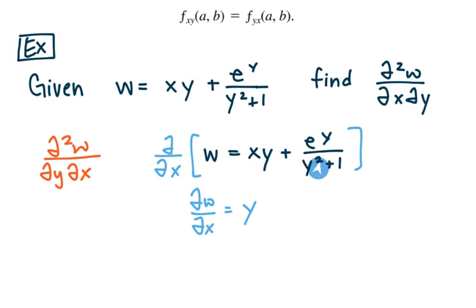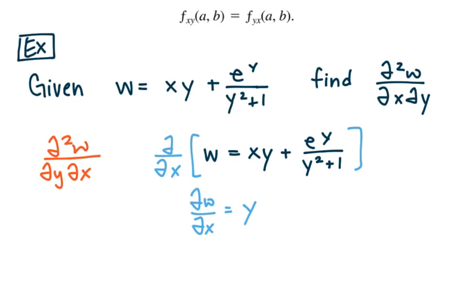And then again, treating y as a constant, e to the y constant divided by y squared constant plus 1 constant, constant over constant. This is just one big constant, and the derivative of a constant is 0. So that's the partial of w with respect to x. So we get just y.